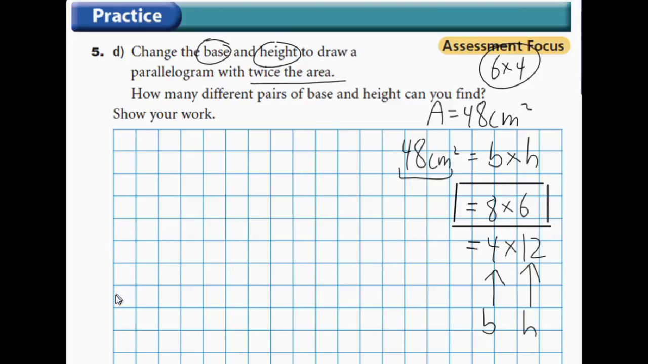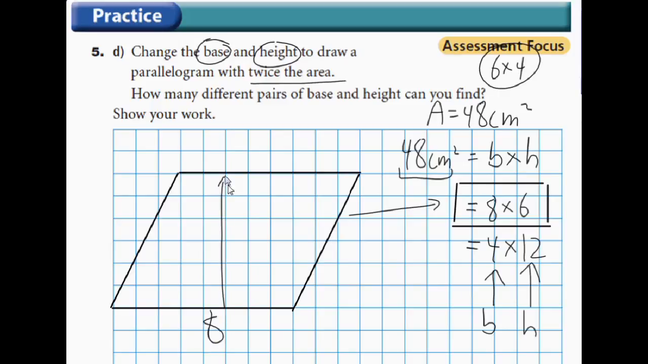So a base of 8, 2, 4, 6, 8, and a height of 6, 2, 4, 6. And how far across am I going? 8, 4, 8. And there we go. So this is the first one over here. Base of 8, height of 6, area equals 8 times 6, which is going to be 48. So this one would work. We could also do a base of 4 and a height of 12. So basically, any factors that give us 48 when multiplied together would work as a base and a height.